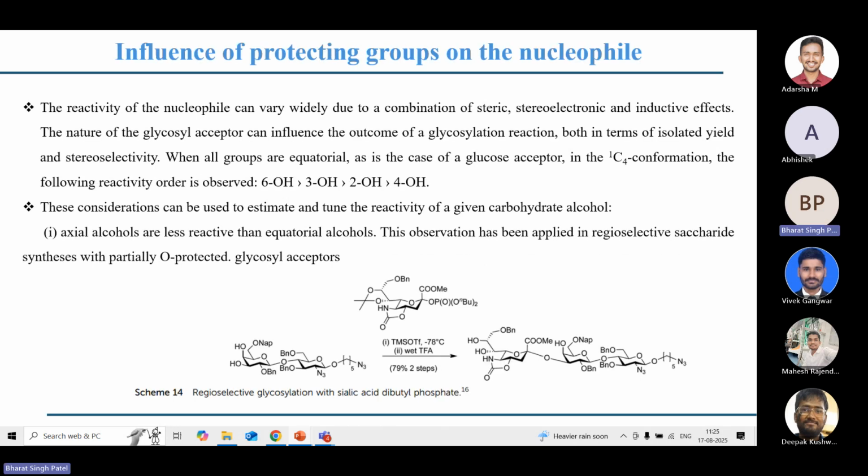Now we'll discuss the protecting group. As we know, in a monosaccharide, each and every hydroxy group has different reactivity. If you consider the 1C4 conformation of any monosaccharide, the C6 will be the most reactive other than the anomeric. Then the C3 hydroxy will come, and then C2. The least reactive is the C4 hydroxy group.